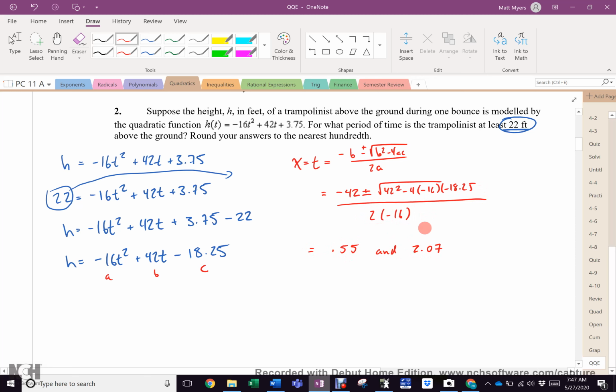So all I've got to do is subtract to find the difference, how long she was above that height, because it would look like this, right? There's 22. The graph would go like this. There is where she hits 22. There is where she hits 22. So this is the time she's above it. So it's like 1.52 seconds. But this is the important stuff.